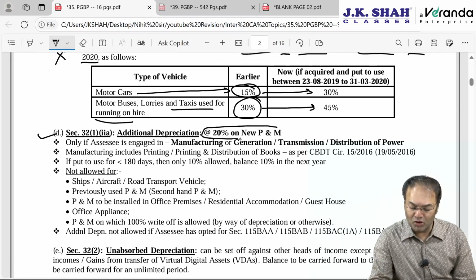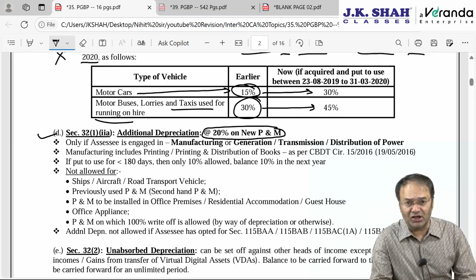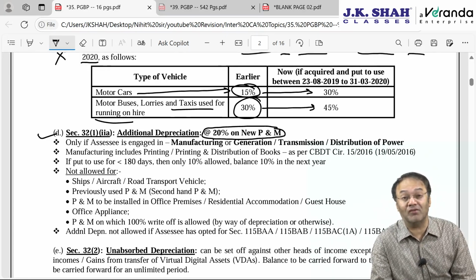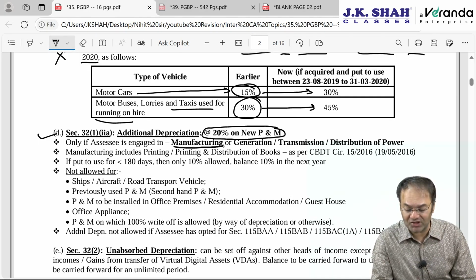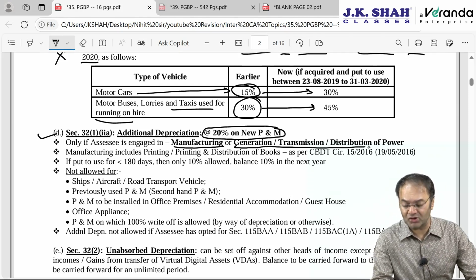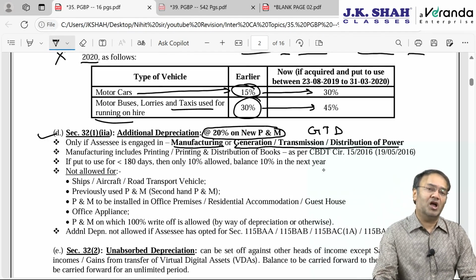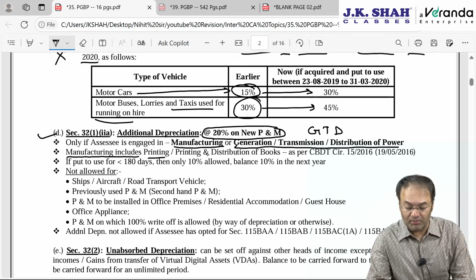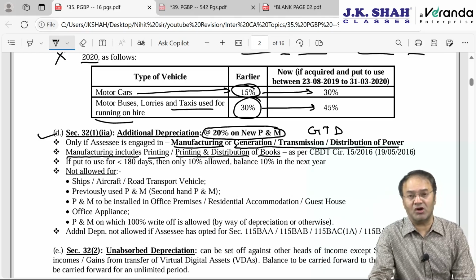However, 20% on new plant and machinery is allowed to all assessees: individual, HUF, AOP, BOI, partnership firm, company, LLP, but allowed only if the assessee is engaged in a manufacturing business or the business of generation, transmission or distribution of power, GTD of power. Manufacturing includes printing also: printing of textbooks, printing of books or printing and distribution of books as per a CBDT circular. This is not given in the Act.